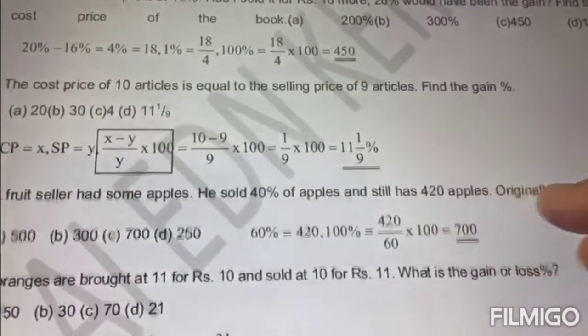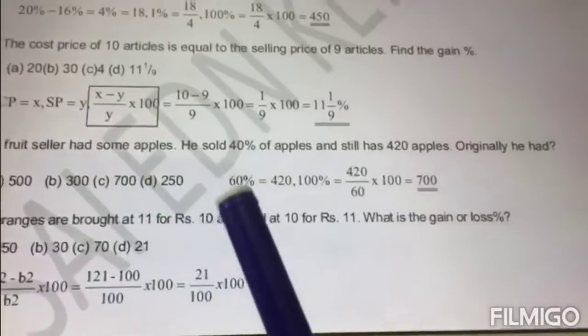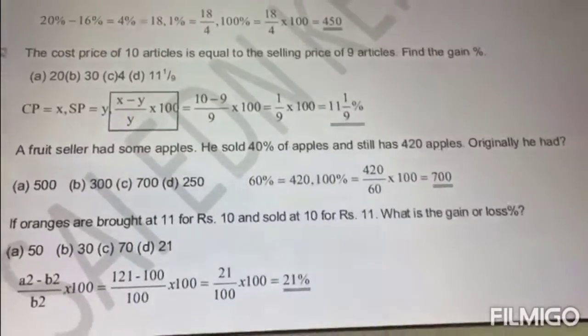I'm not showing the working because it is fairly simple. I would like you to please apply your knowledge and understanding of this topic and move ahead.